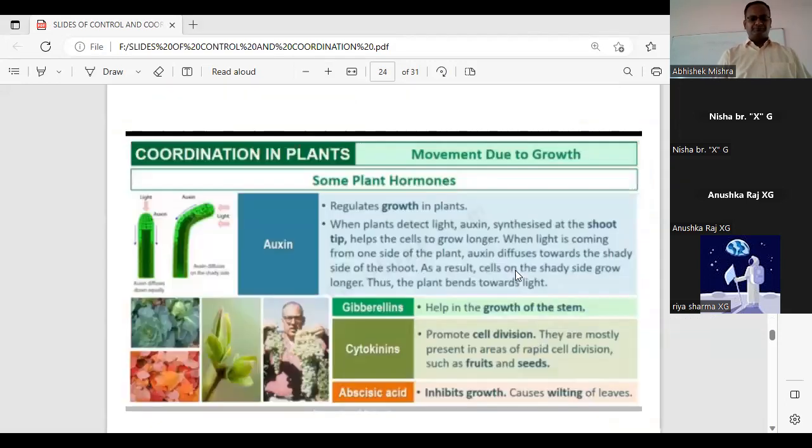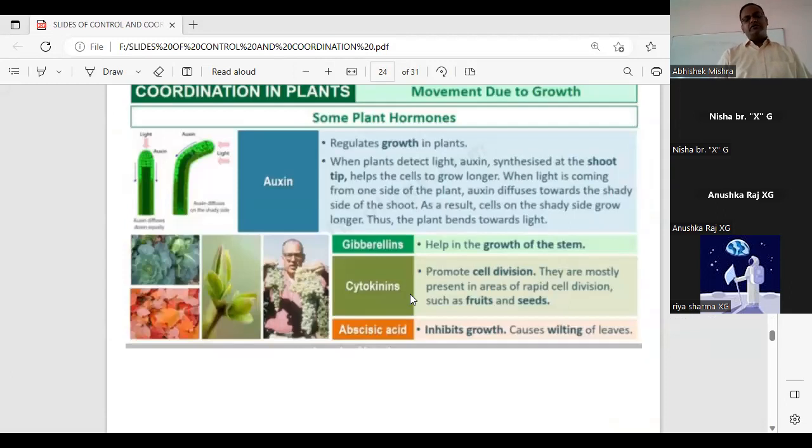Now, the next function. Student, whatever function auxin was doing, gibberellin will also do the same function. It will help in the growth of the stem. It will help in cell enlargement, cell differentiation. But there is an exceptional function of gibberellin, which auxin was not doing.